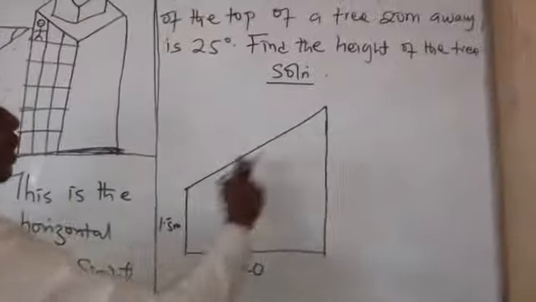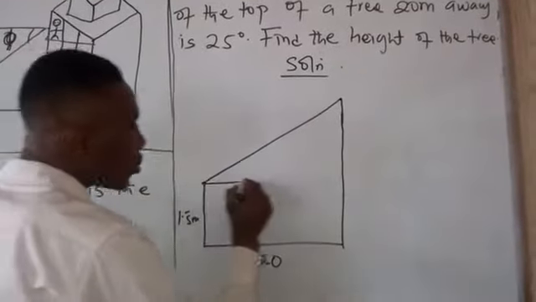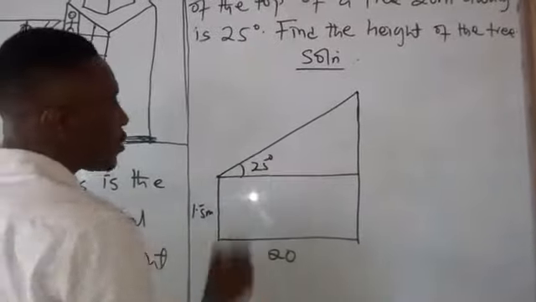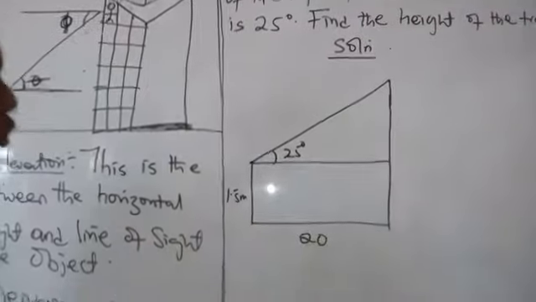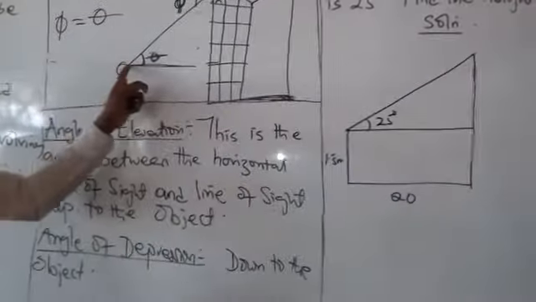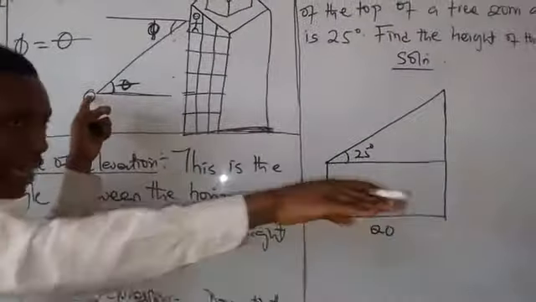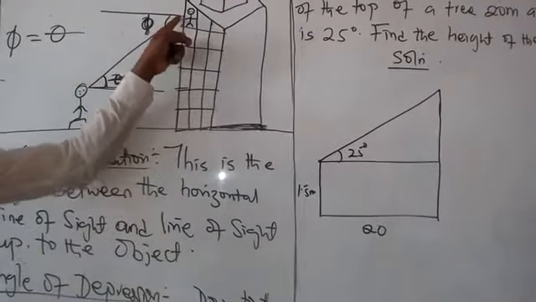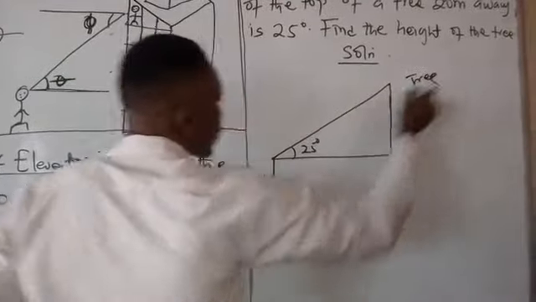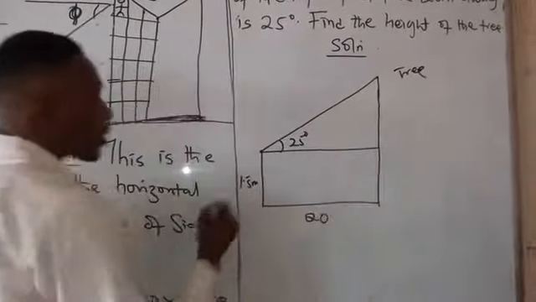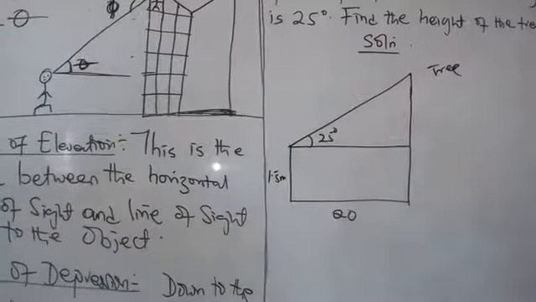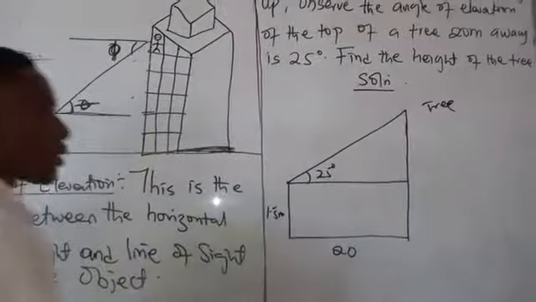So Adeze is looking at this tree with an angle of what? 25 degrees. So this is his normal horizontal line of sight. So if you come here, I showed you this. This is his normal horizontal line of sight. This is the angle at which he used to be looking at the tree. This is his normal horizontal line of sight. This is the angle at which he sees. So they say the angle is 25 degrees, that you should calculate the height of the tree.